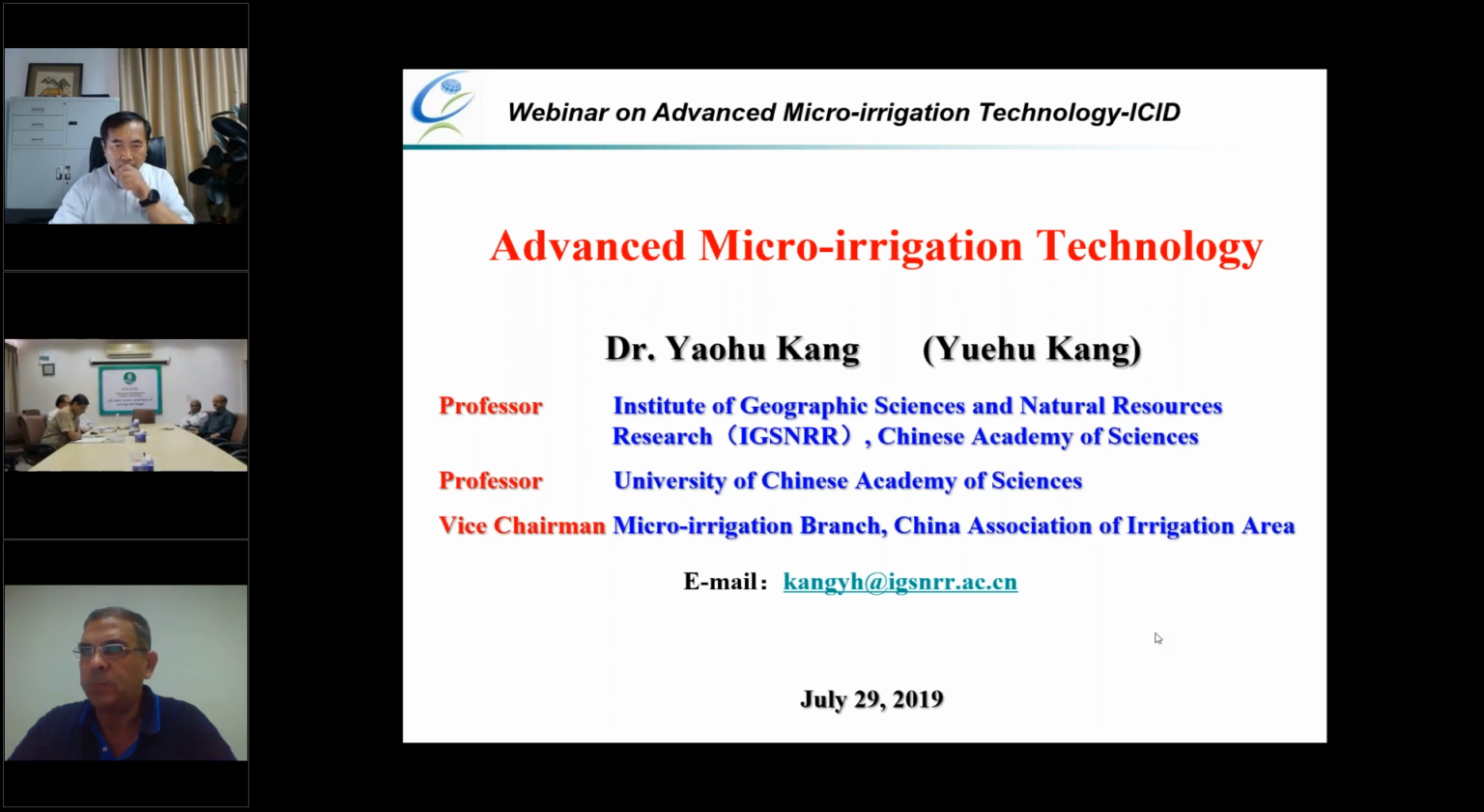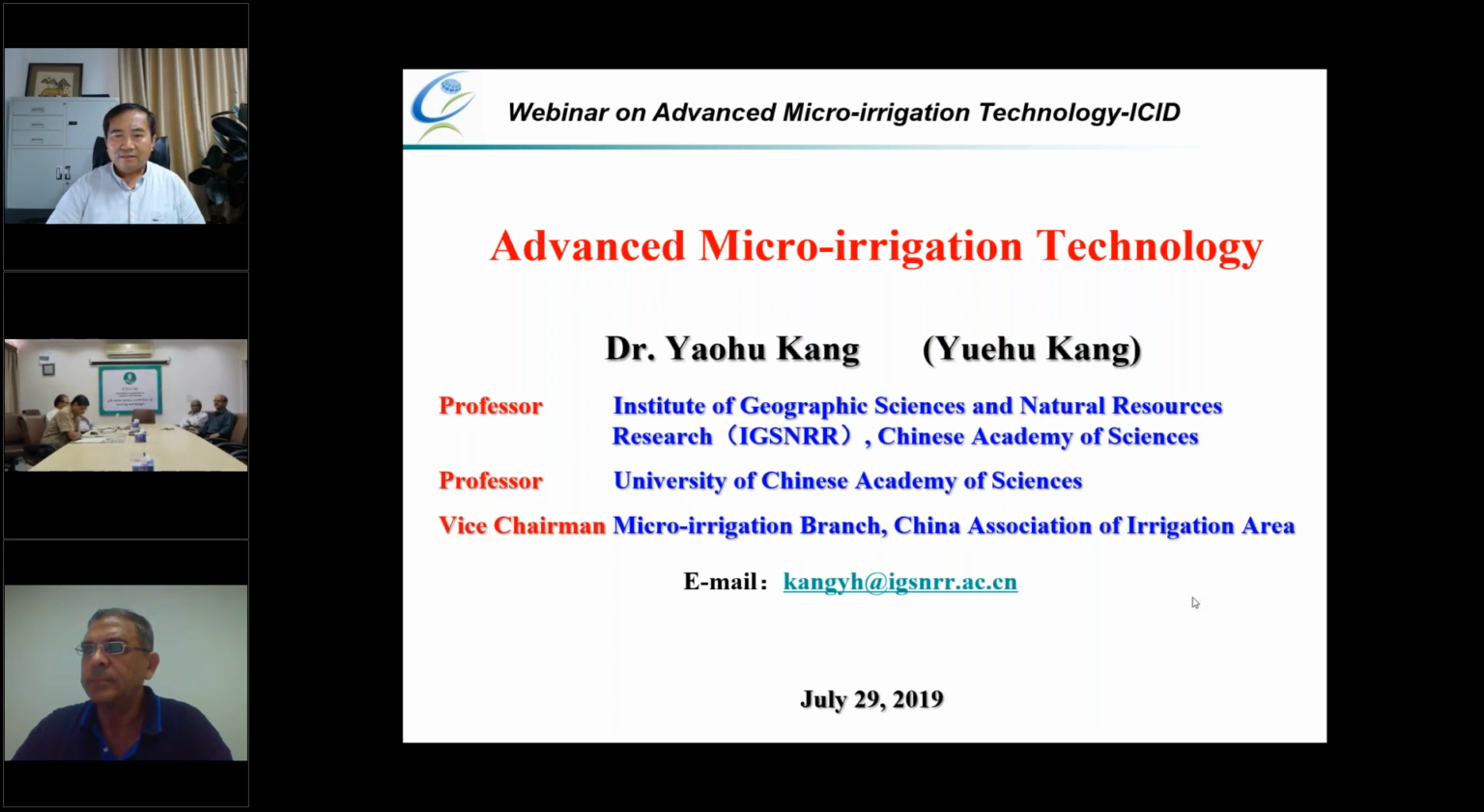He is a distinguished chair professor of the Chinese Academy of Science, professor at the University of Chinese Academy of Science, vice chairman of the Micro-irrigation branch, China Association of Irrigation Area, and pre-director of the Key Laboratory of Water Cycle and related land surface process. Professor Kang has a long history of research in the field of water cycle in the soil, plant, atmosphere continuum, micro-irrigation, sprinkler irrigation, saline water irrigation, and saline and alkali soil utilization for agriculture. He has received a number of awards, including the National Science Fund for Distinguished Young Scholars in 2001.